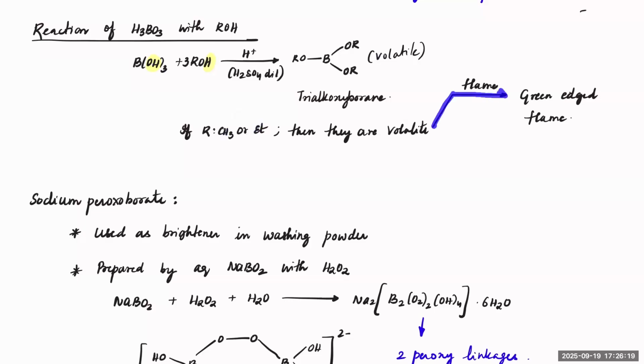And when you bring it to a flame, it will start burning with a green-edged flame. That green-edged flame represents that there must be boron present. So this is used as the test for identification of boron.